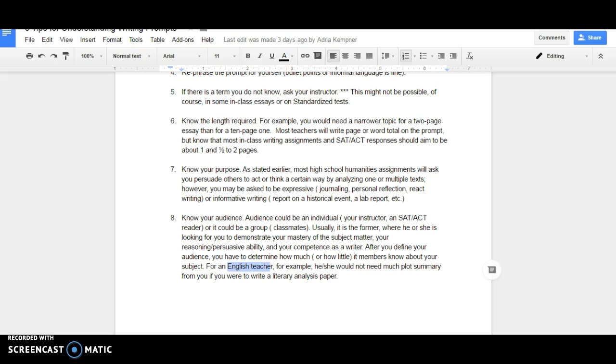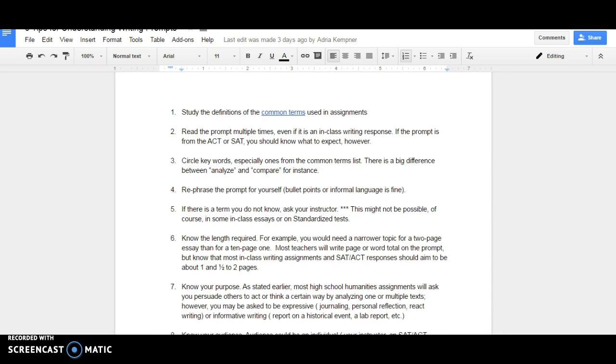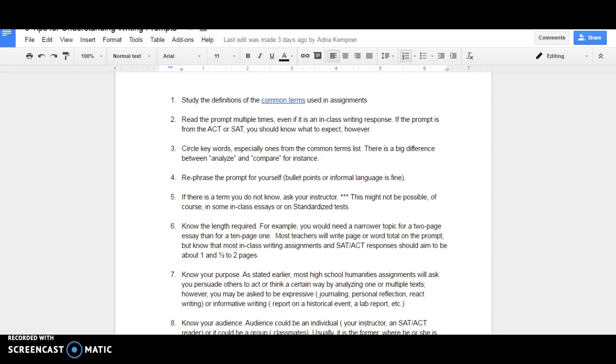So really take some time to try these steps out. It may seem difficult at first, but try it and practice it. And the more you do it, I think it will help you in the long run. Okay, good luck.